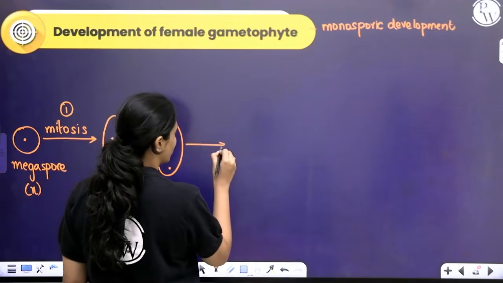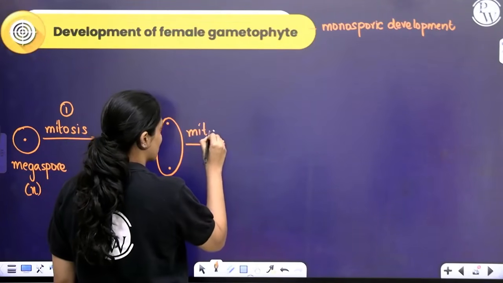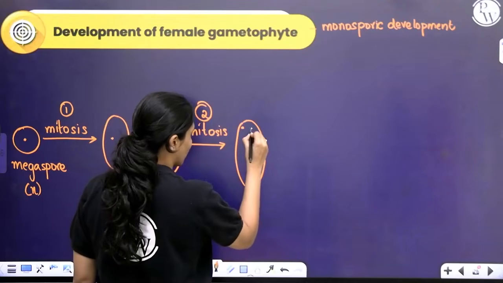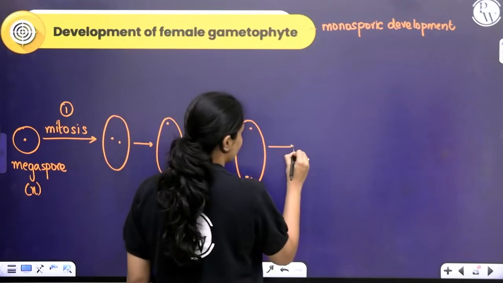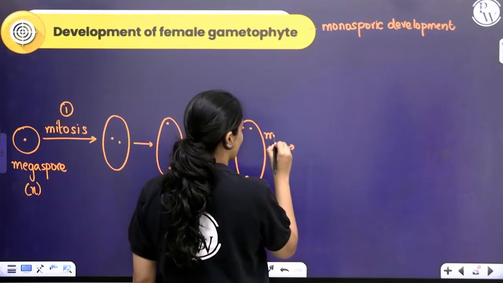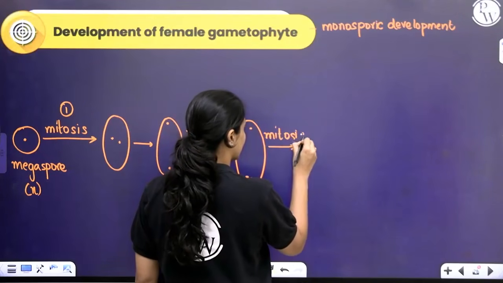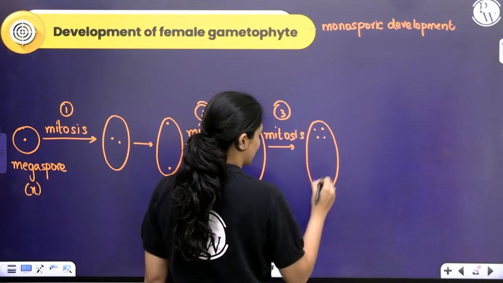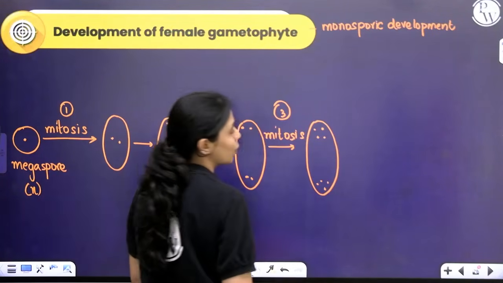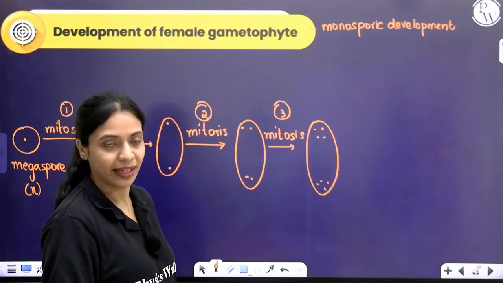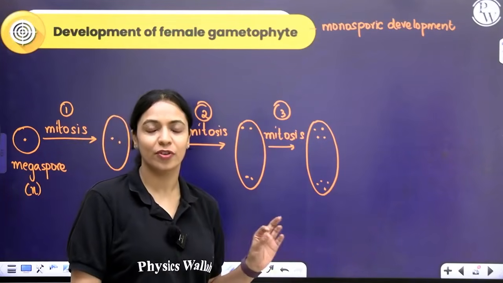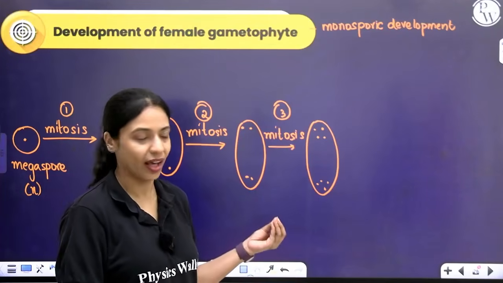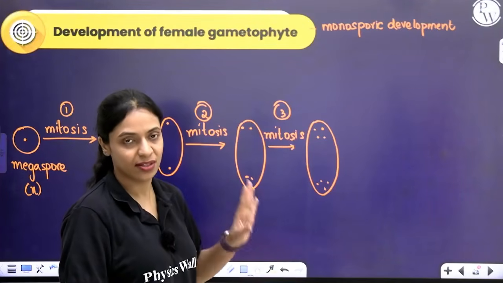These 2 nuclei migrate to the opposite poles. Once they've moved to the opposite poles, another round of mitosis takes place. After this second round, at each pole you have 2 nuclei. Then the third round of mitosis takes place, and you will have 1, 2, 3, 4 nuclei at each pole. Again, in all these mitotic divisions, karyokinesis is not immediately followed by cytokinesis. Cell wall formation does not happen, so all of these nuclei are present within the same cytoplasm.